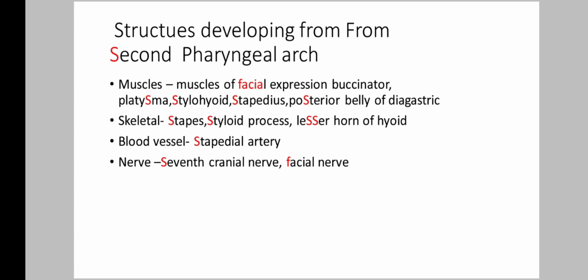First and foremost, we have to remember the nerve of the second pharyngeal arch. It is the 7th cranial nerve, or the facial nerve. As you can see from the mnemonic, it's S. Let's begin with the muscles. These are the muscles of facial expression: buccinator, platysma, then comes stylohyoid, stapedius, and posterior belly of the digastric. The skeletal derivatives are stapes, styloid process, and lesser horn of the hyoid bone. The blood vessel is the stapedial artery.